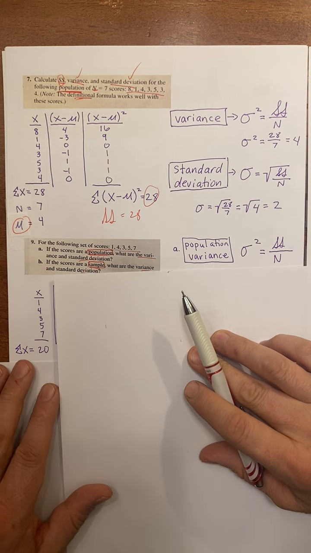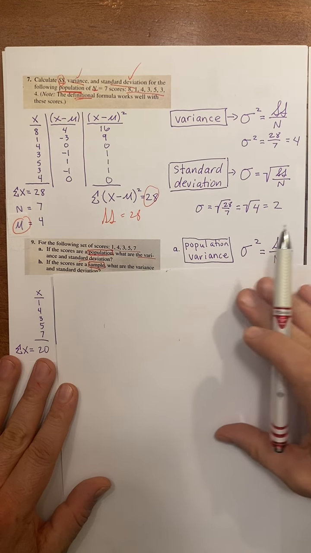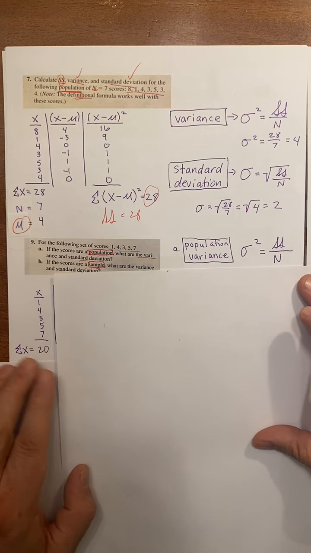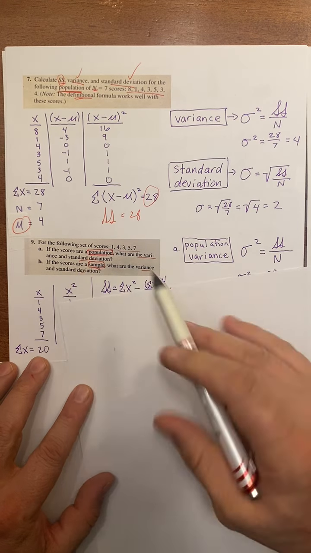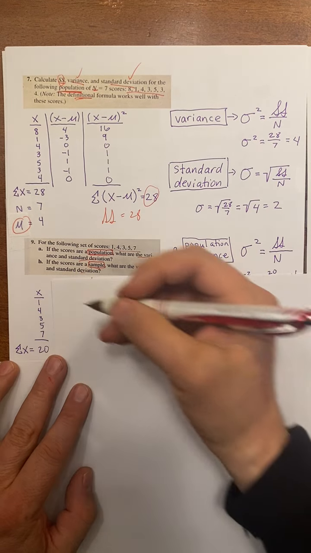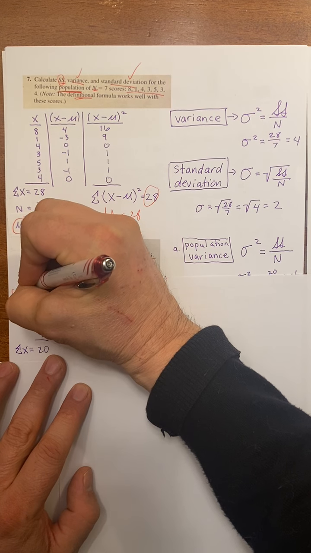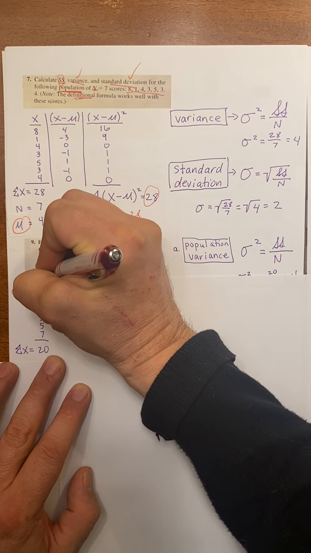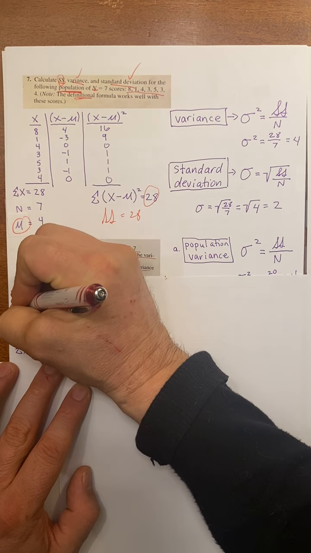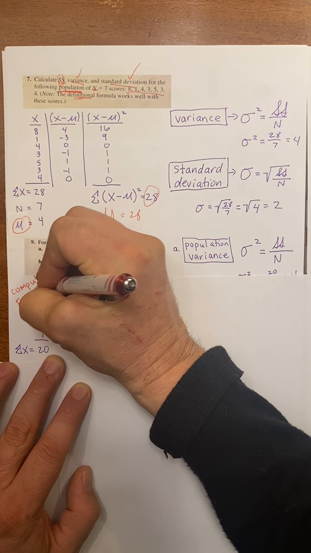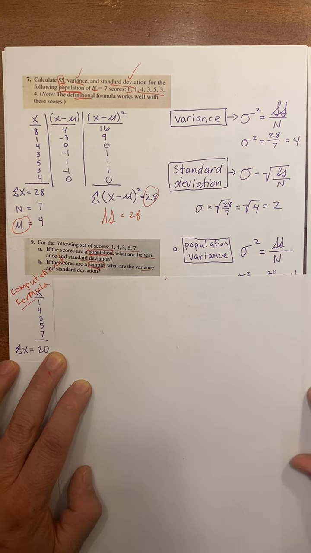By the way, you may want to notice that the formula that I'm going to use to calculate sum of squares this time is going to be the computational formula. So let's just make note of that. We're using the computational formula. And how did that formula work?